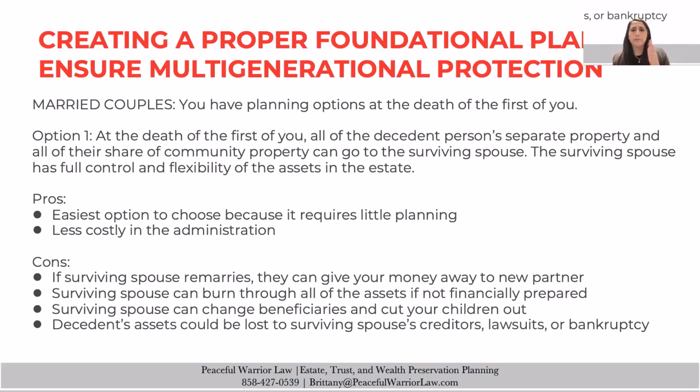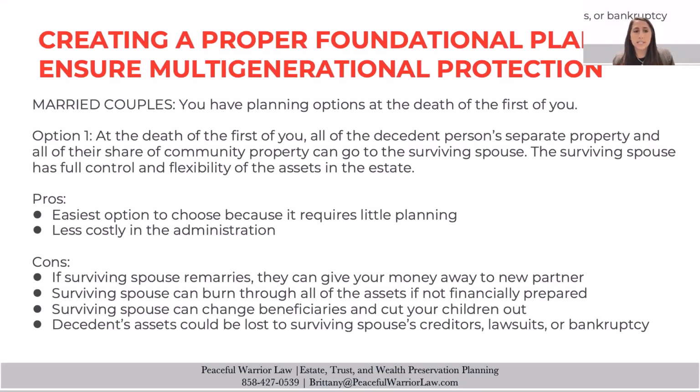So at the death of the first of you, the first option is everything that the decedent, the person who died, all of their separate property and 50% of their community property interest can go to the surviving spouse. The surviving spouse can have full flexibility, full control over everything that you have owned collectively and everything that the person who died owned separately. And if you really trust your spouse, this is the easiest option, because they can do whatever they want with it. If their estate is going to be really high in net worth, they can choose to disclaim a portion of it for estate tax exemption reasons. And it's really the easiest option for them.